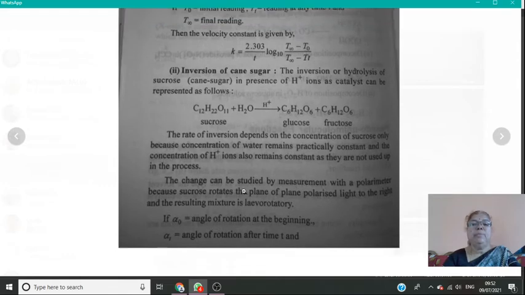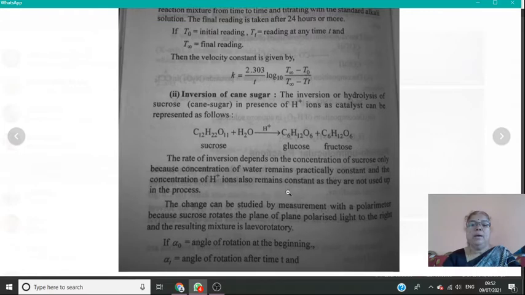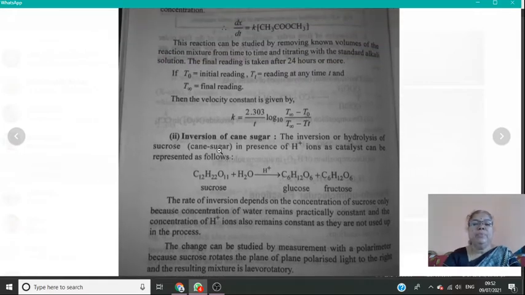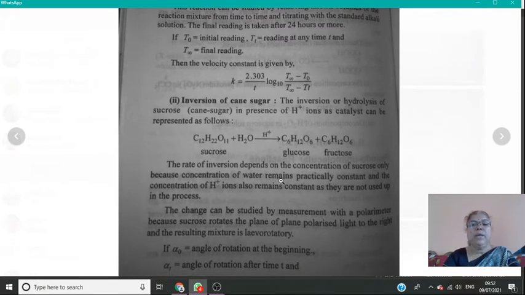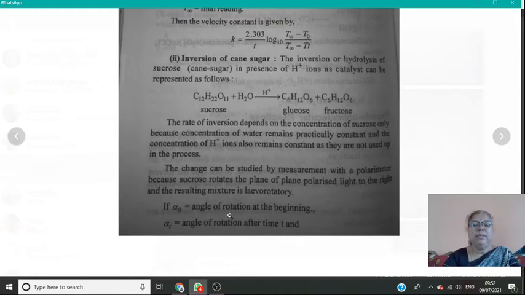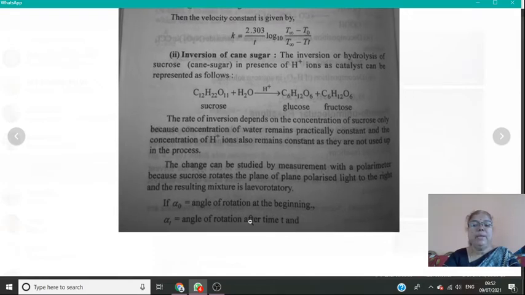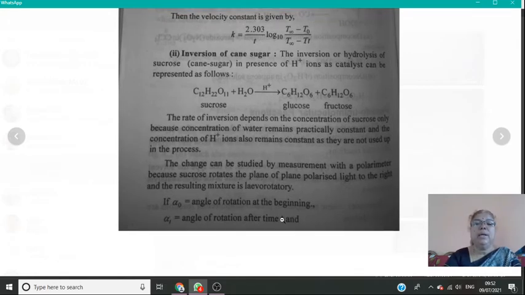This experiment is meant for the second year B.Sc. So for the time being, simply remember that the inversion of cane sugar is also a pseudo unimolecular reaction. These two examples are sufficient to write down the short note on pseudo unimolecular reaction. And here alpha 0 is the angle of rotation at the beginning and alpha t is the angle of rotation after time t.